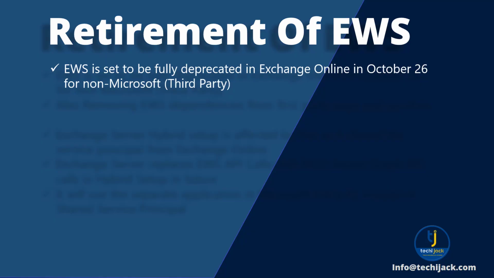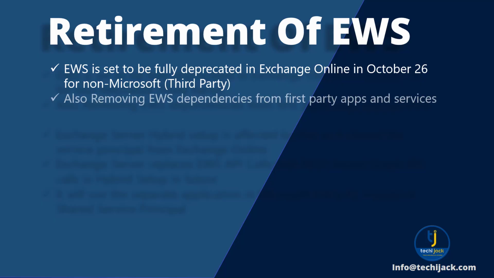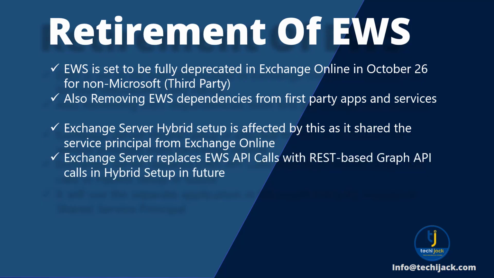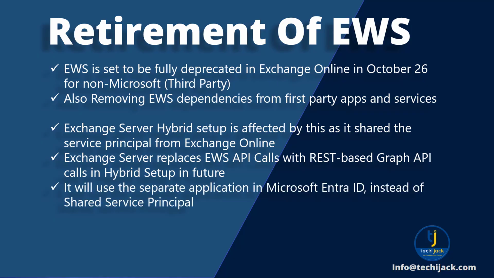Retirement of EWS. Microsoft is retiring EWS and it will be fully deprecated in Exchange Online in October 2026. Also, the EWS dependencies will be removed from first-party apps and services. Exchange Server hybrid setup is affected by this as it shares the service principal from Exchange Online. Exchange Server will replace the EWS API call with the REST-based Graph API call in the hybrid setup in the future. It will use a separate application in Microsoft Entra ID instead of the shared service principal.